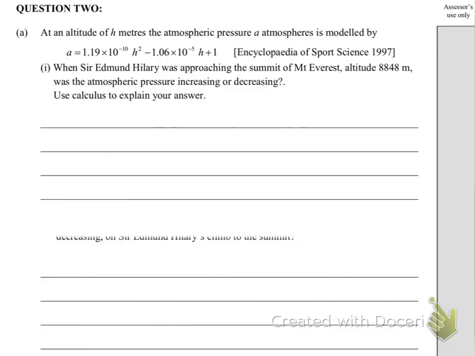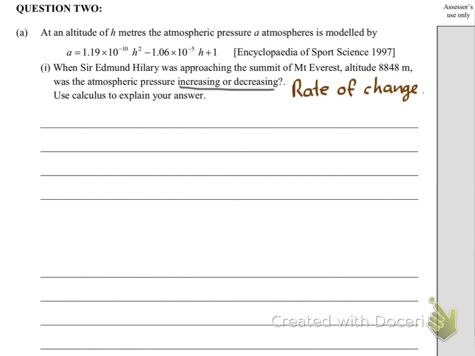Question 2. Right, see here we've got something to do with altitude. We want to know whether it's increasing or decreasing. So we've got a rate of change. That means we're going to have to differentiate.